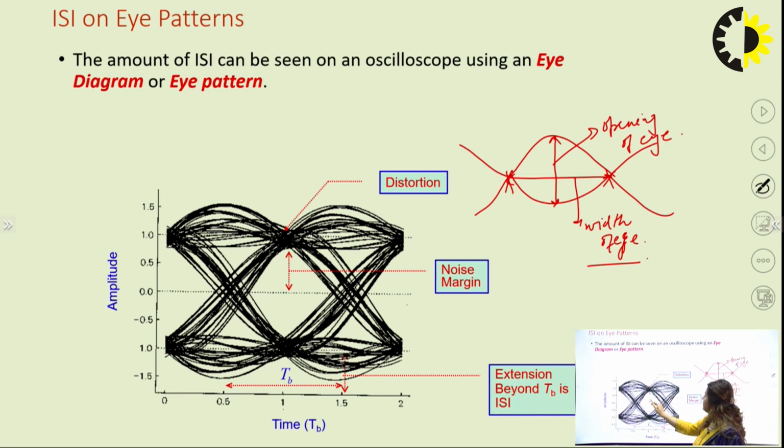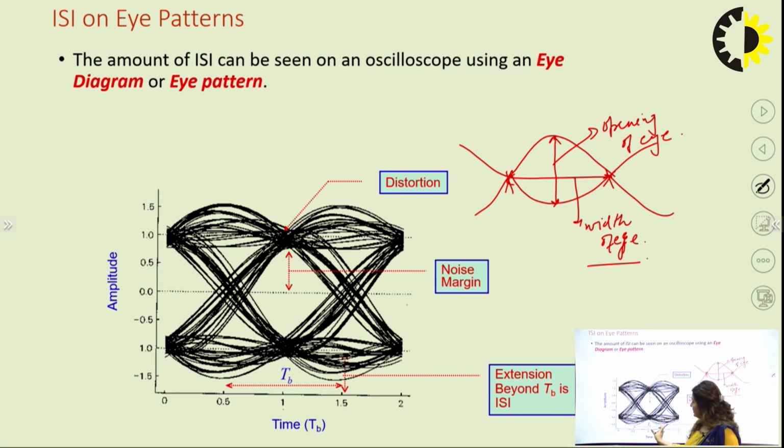This particular thing is known as noise margin, how much noise the data can accommodate. Whatever noise is added from the channel, how much noise the data can be comfortable with, you can say. So, this particular thing is known as noise margin.